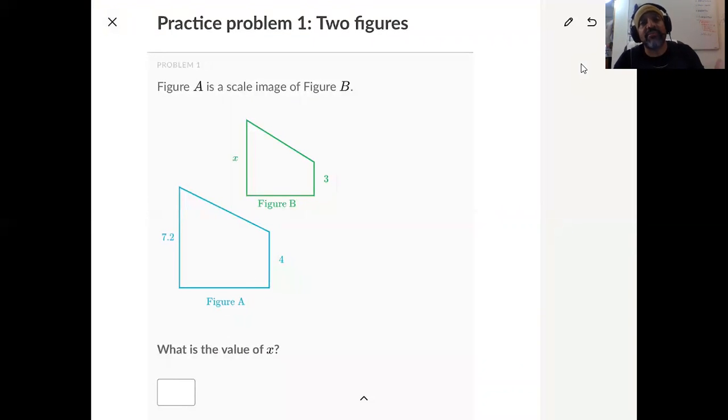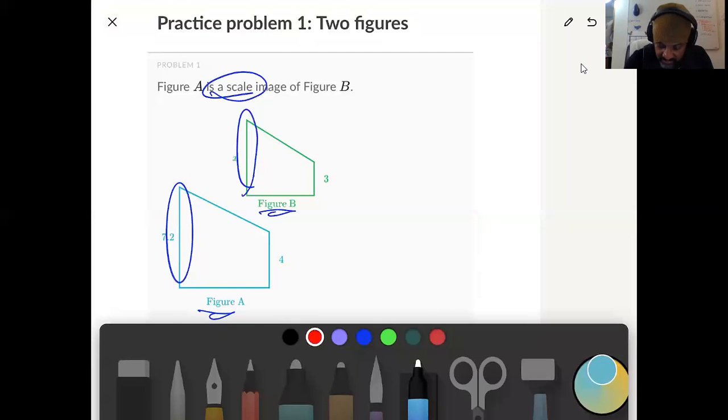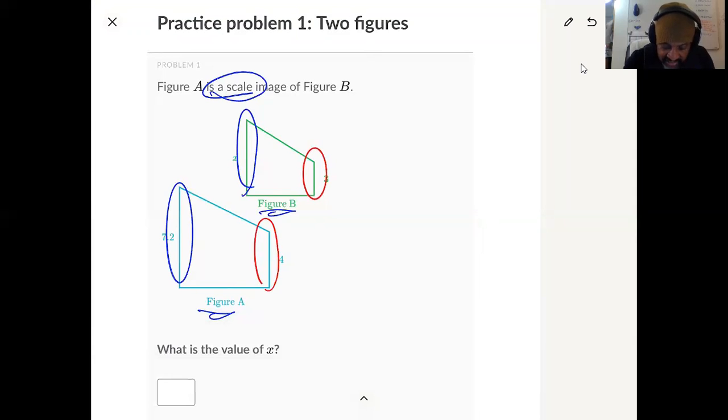In this problem, we have 2 figures that are basically drawn to scale from one of the others. Figure A is the scale image of figure B. So this one is an image of this one, okay? We see the word scale here, so we know it's proportional. But look, there are no units for this. But what you should be able to see is that this side corresponds to this side. This side corresponds to this side. So use the sides to show you how to set it up.